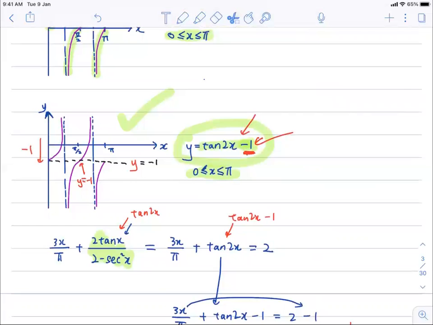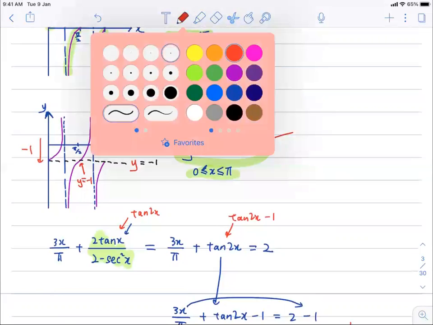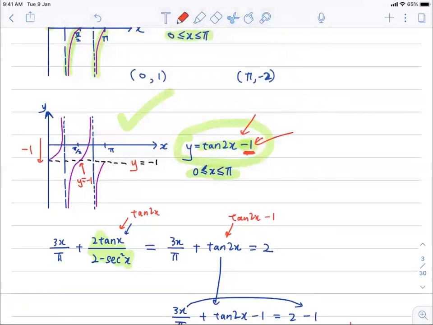So we paste down the points over here. We need to add 2 points. The first is 0 and 1. Here is (0, 1). And then the second one, (pi, -2). Where's (pi, -2)? Here. Here is (pi, -2). And then we draw a line to join these 2 points.